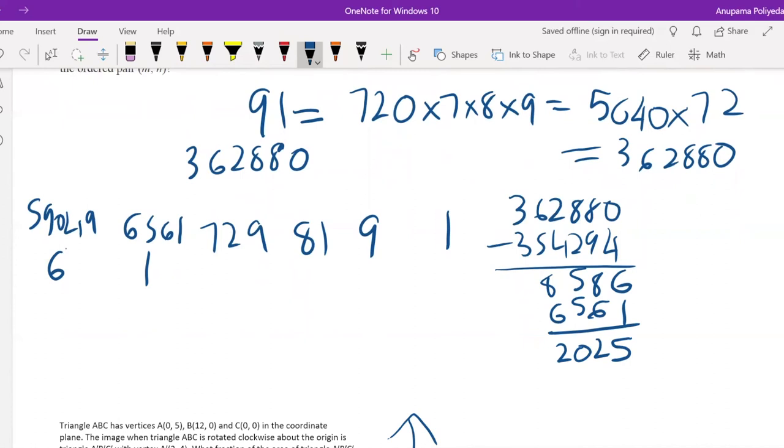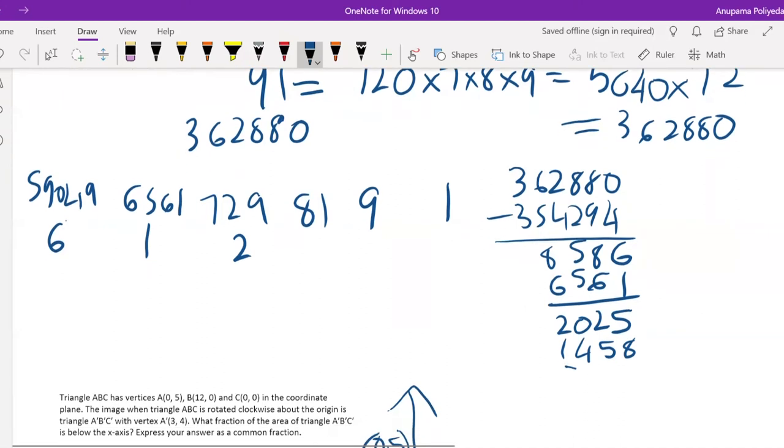So how many 729s do you estimate fit into 2025? 2. Yes, 2. Because that would be 1458. 729 times 3 is 2187, so that's a little too big. So 1458, subtracted from 2025, you get 567. So how many times does 81 fit into 567?